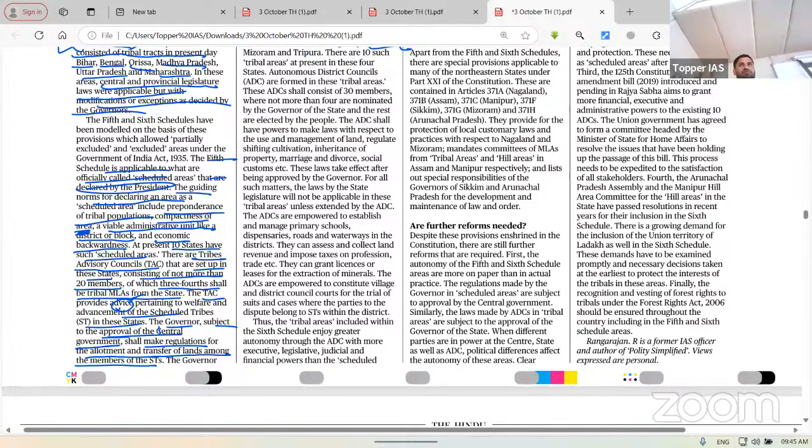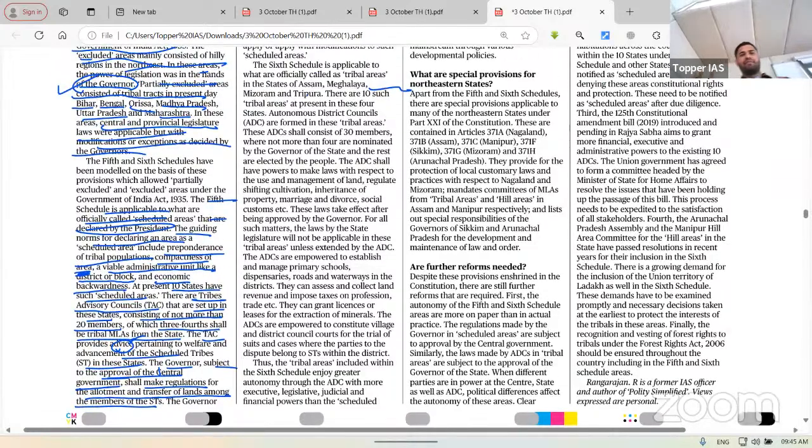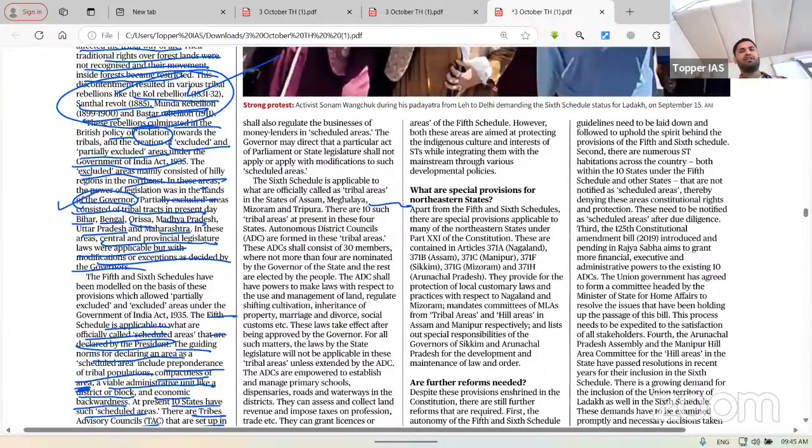See, these are bigger issues. Okay, in one line, these are bigger issues you should understand. The governor shall also regulate the business of money lenders in scheduled areas.